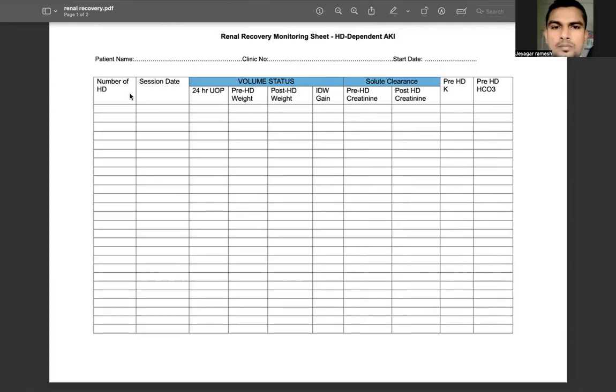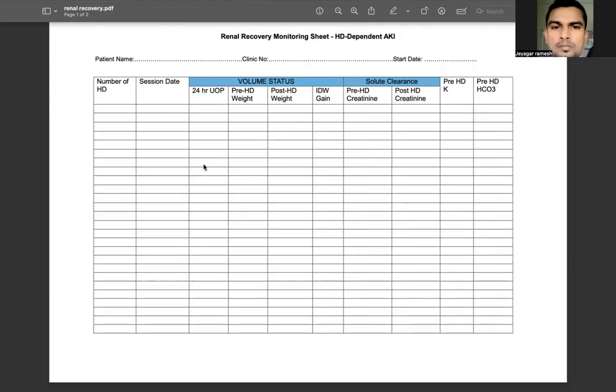If you go through the sessions, you'll have to put the number of dialysis sessions here and the session date. And the first sign of renal recovery, as we all know, is the urine output. So you'll have to ask the patient to document his 24-hour urine output each time he comes for the dialysis sessions. And usually they have found in the trials that if the patient produces around 1 liter to 1.5 liters of urine without diuretic, then it is enough for solute clearance as well.